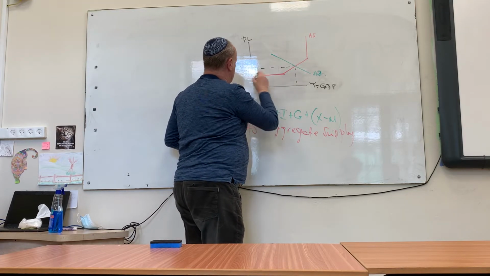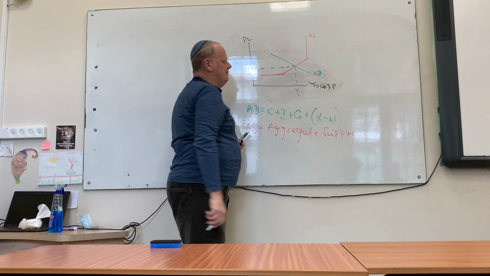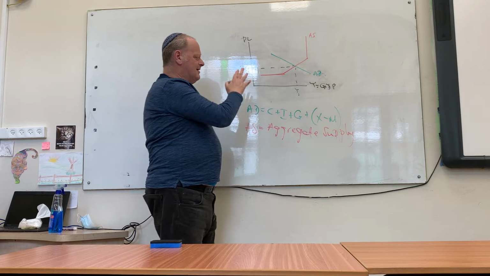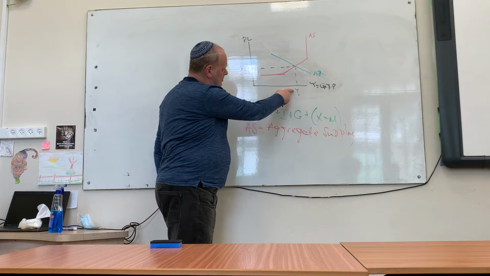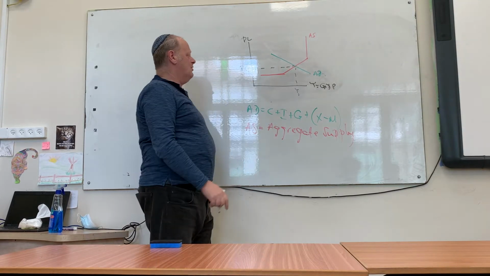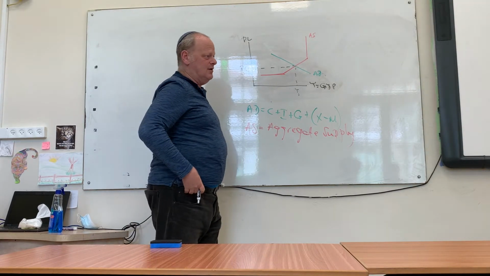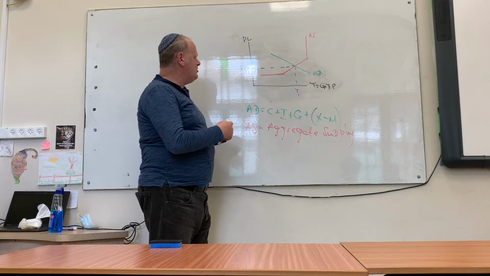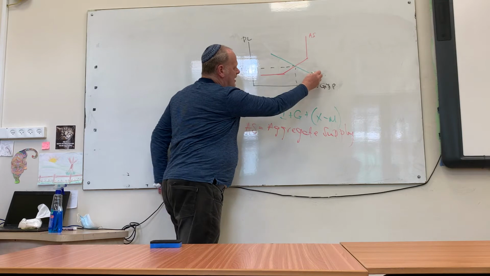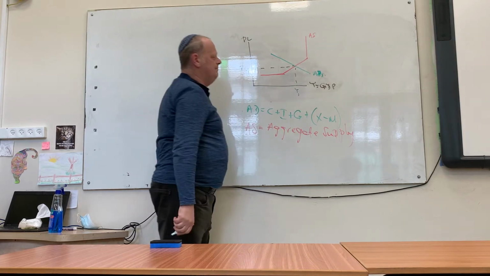PL1 and Y1. We will come back to this and look at it in a bit more depth when we consider other curves, but at this moment, let's assume that that's the state of the economy, or that's the ideal state of the economy. Now, we'll call that AD1.